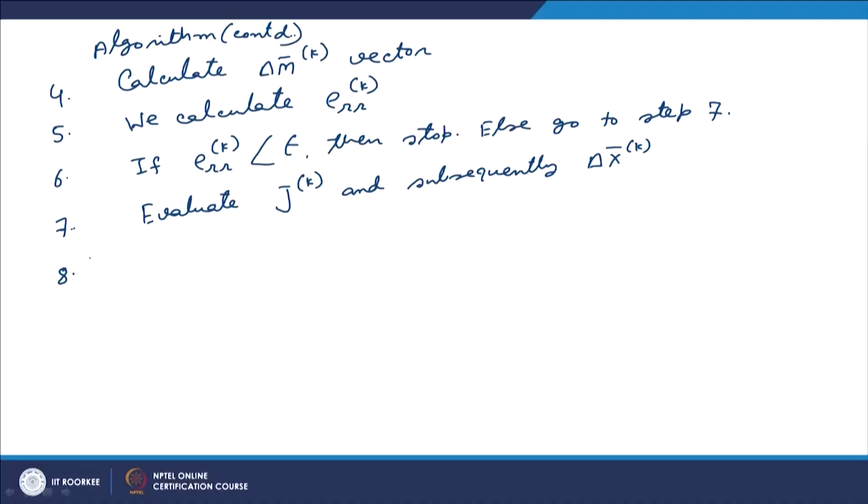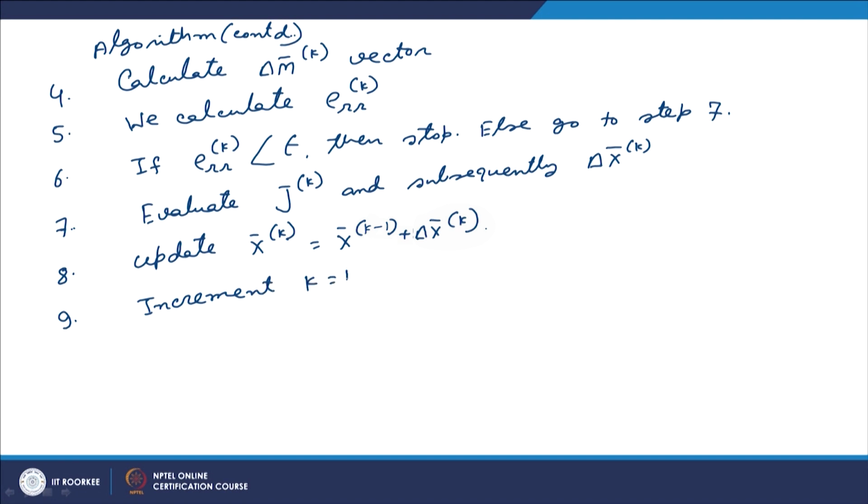And then we update x k vector is equal to x naught vector plus delta x k. Then we update, increment k is equal to k plus 1 and go back to step 2. So this is the complete algorithm.